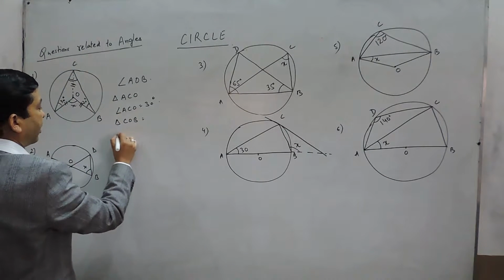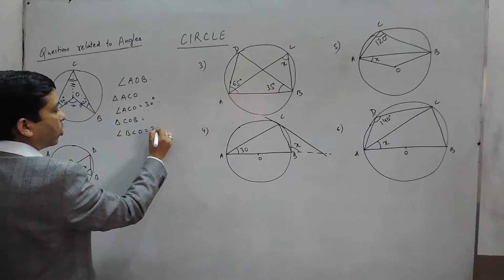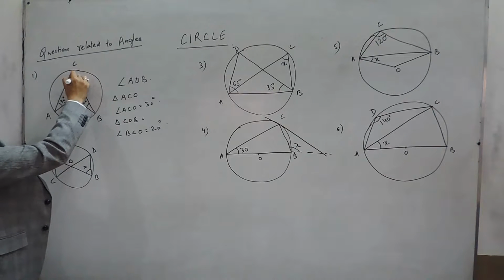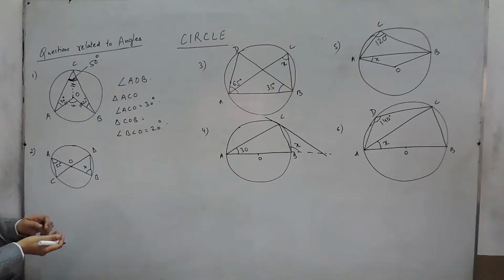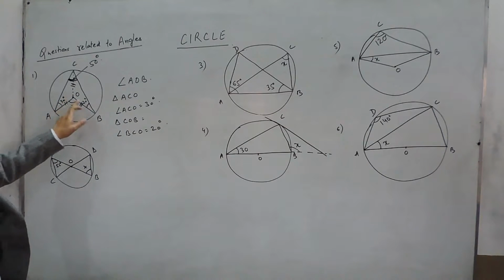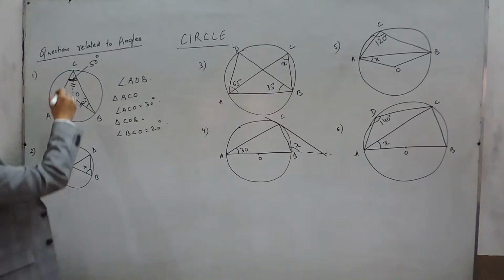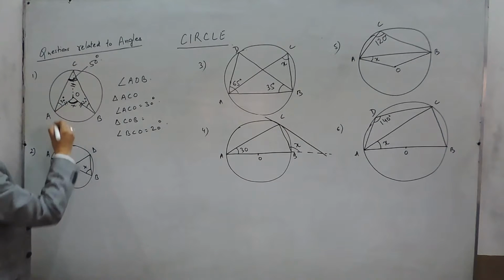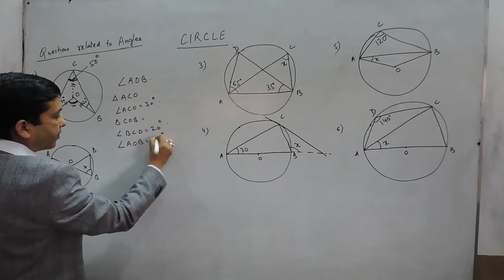So angle BCO is also 20 degree. If we go for the complete angle, it comes out to be 50 degree, 30 plus 20. And we already know that the angle at the center is always double the angle at the segment. So if it is 50 degree, then this angle must be double of 50. So angle AOB is equal to 100 degree.